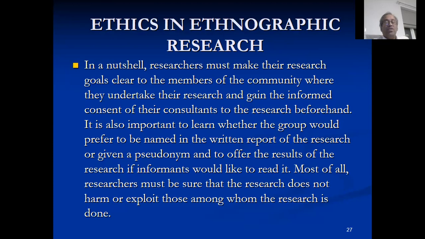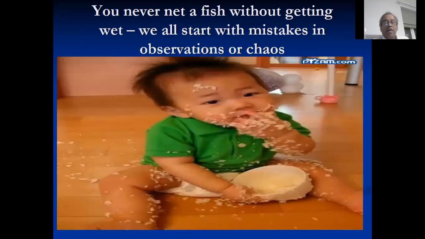In a nutshell, when you are doing ethnographic research, researchers must make their research goals clear to the members of the community where they undertake their research, and gain the informed consent of their consultants beforehand. It's important to learn whether the group would prefer to be named in the written report or given a pseudonym, or to offer the results of the research if informants would like to read it. Most of all, researchers must be sure that the research does not harm or exploit those among whom the research is done. You never net a fish without getting wet.